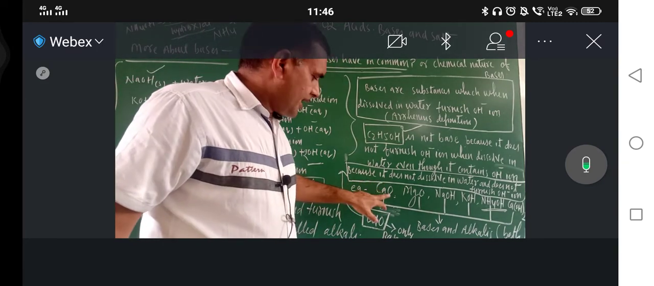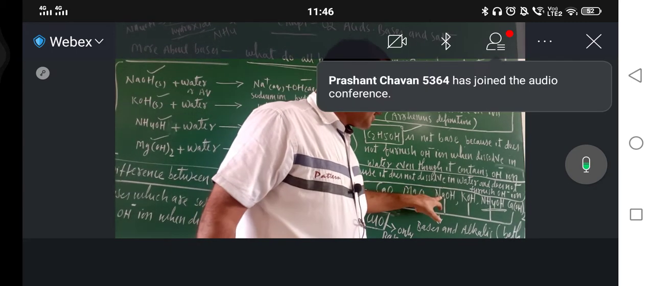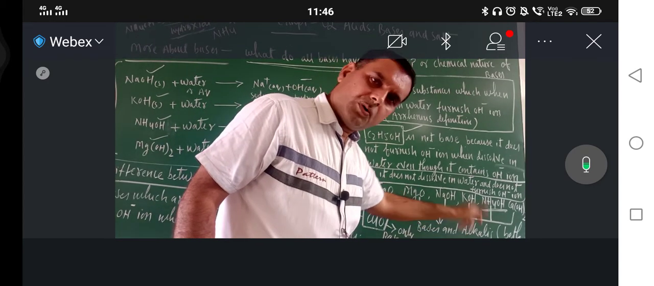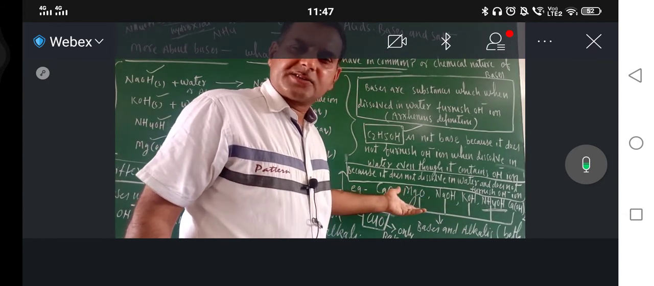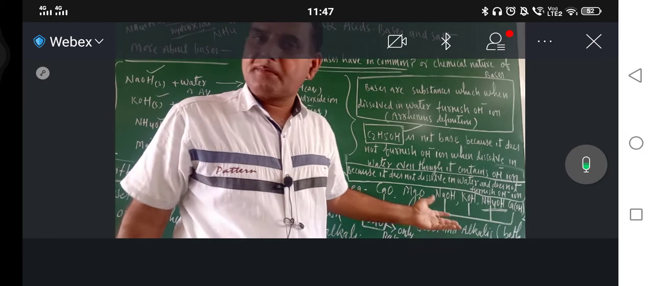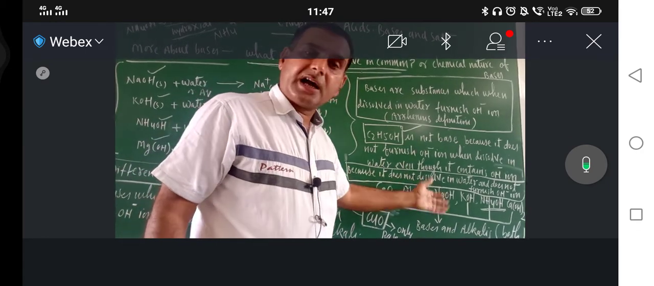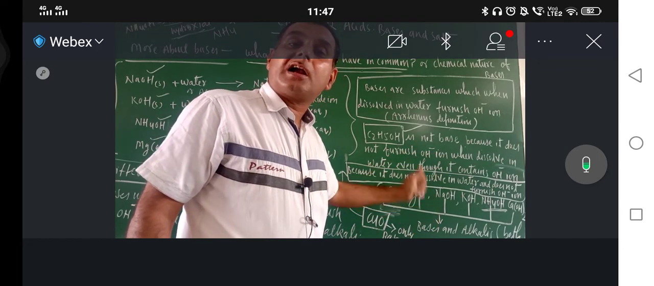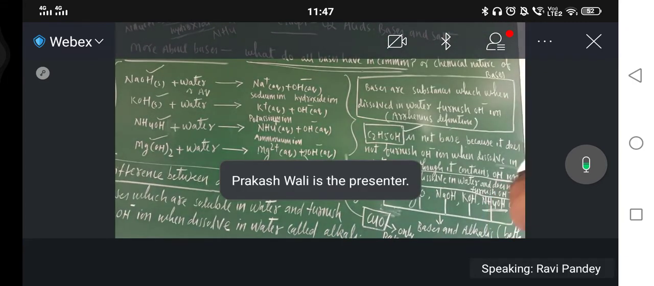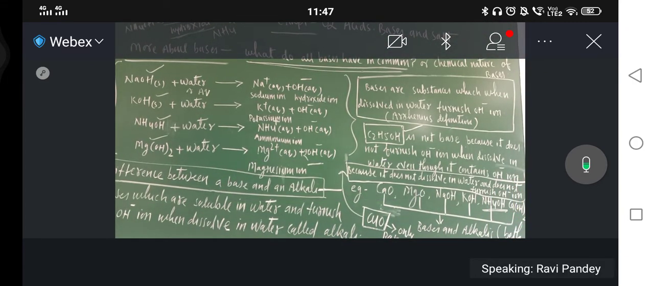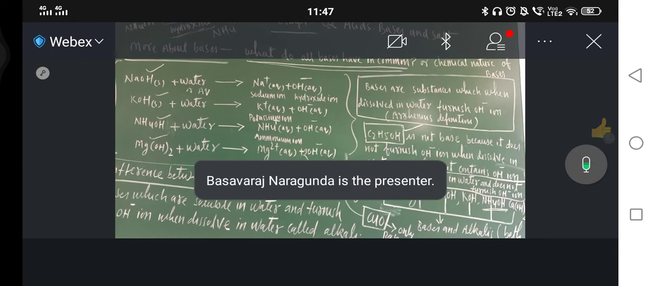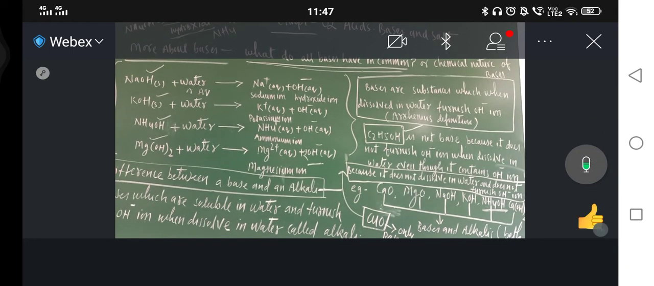Just see here. Calcium oxide, magnesium oxide, NaOH, KOH, ammonium hydroxide: they are both bases and alkalis. Why? Of course they are bases because they are metallic oxides and hydroxides. But they dissolve in water, which is why they are also called alkalis. Water soluble bases are called alkalis.